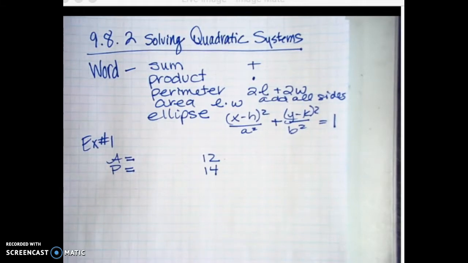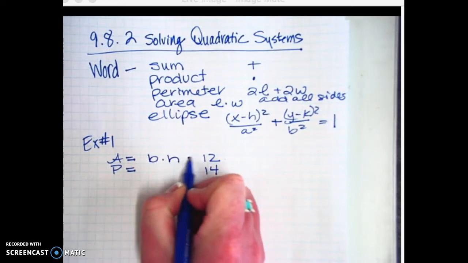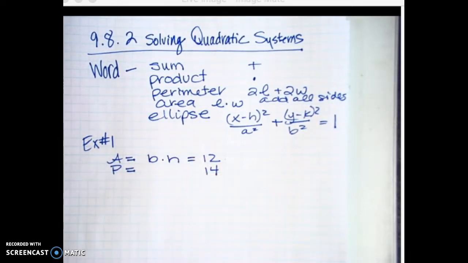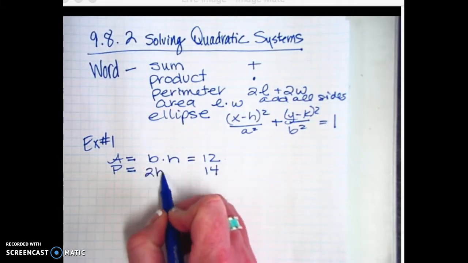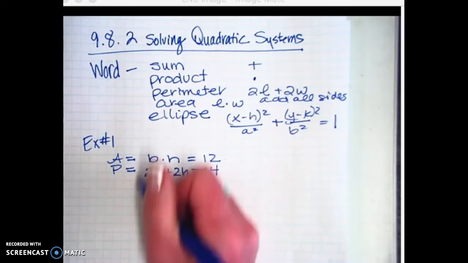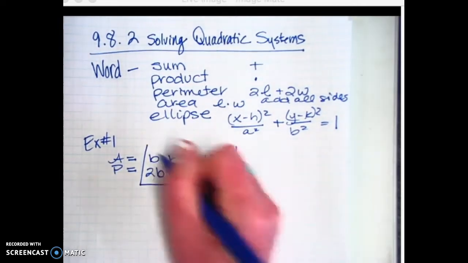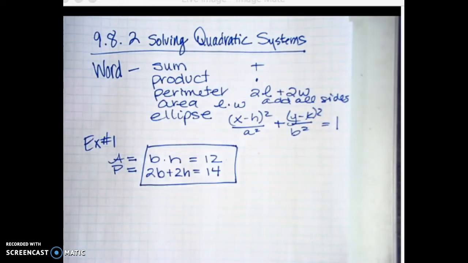So for area, I'm going to use B times H, but you could use length times width. And for the perimeter, I'm going to say 2B plus 2H equals 14. So here are my two equations. Once you have your two equations, you look for the easier one. That's going to be easier to solve for one of its variables. Which one looks easier, the first one or the second one?